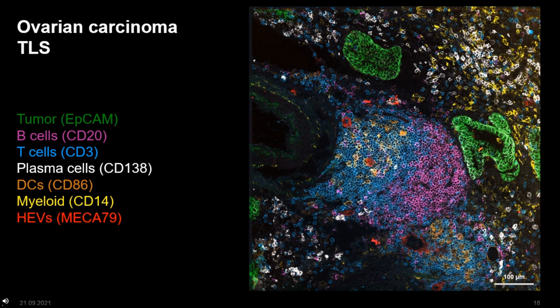In this image, you observe an overlay of 7 markers indicating the tumor cells in green, various immune cells, including B cells in purple stained with CD20, plasma cells in white stained with CD138, myeloid cells in yellow stained with CD14, and endothelial cells in red stained with MECA79, which is a marker of high endothelial venules, abbreviated as HEVs.